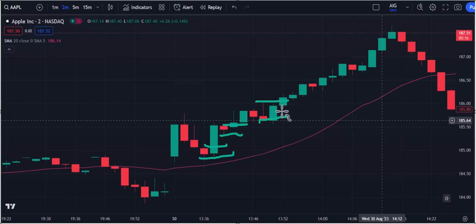You can reduce size to manage that. Enter here as it takes out this red bar. Your stop's there. Enter here. Your stop's there. And you're just following it up. Now you could still be holding from this initial trade. You're generally going to be moving your stop up.